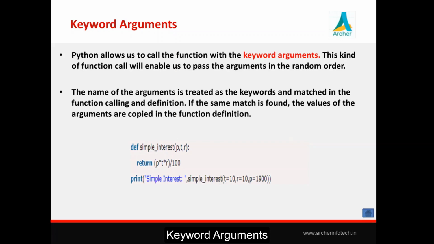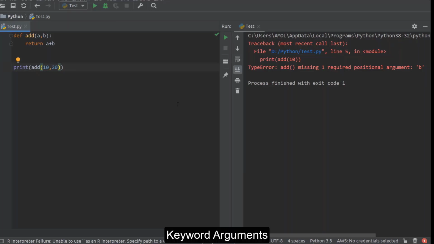So next one is the keyword arguments. In case of keyword arguments, the name of the argument is treated as the keyword. The names of the arguments are treated as keywords and matched in the function calling and definition. If the same match is found, the values of the arguments are copied in the function definition. So understand it by one example.